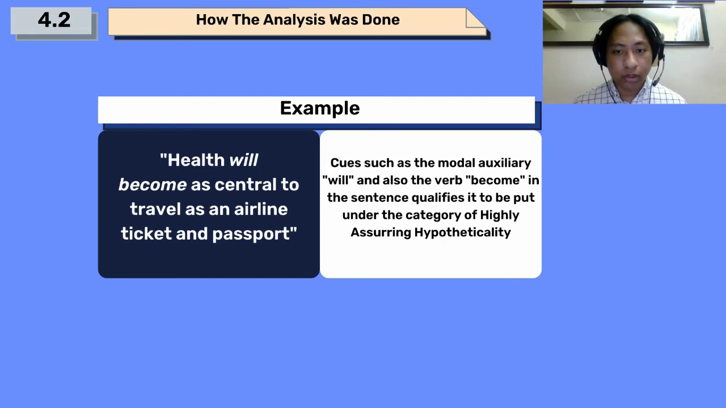And in particular, the analysis was done through the observation of cues or signifiers present. In this sentence, the modal auxiliary will and also the verb become are considered to be one, and therefore are false and qualifies it to be put under the category of highly assuring hypotheticality.